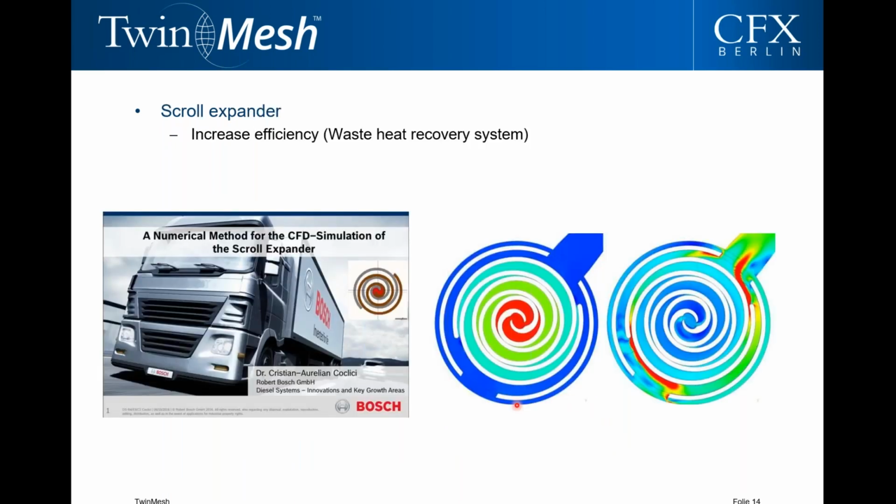Next example is company Bosch. They did an analysis for a waste heat recovery system. What you can see on the right-hand side here is a scroll expander. At high pressure, the gas is entering the expander, and then the heat is converted into mechanical energy. And they did a publication on this matter, and they showed that the results are reliable and in good accordance with their measurements.